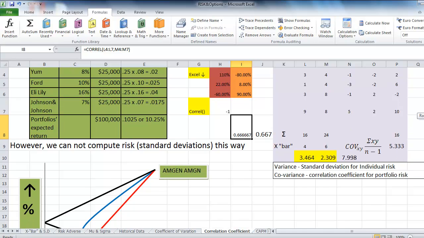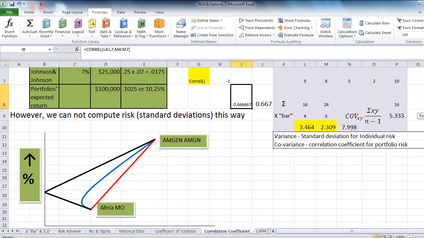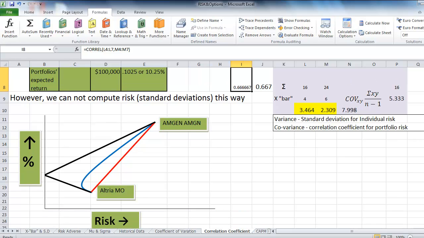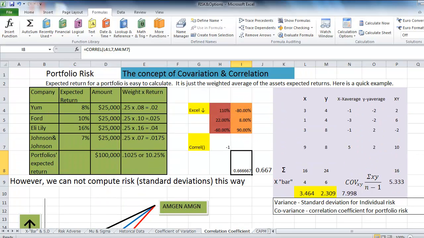Now I'm going to travel down here and just look at this last picture. These are two stocks, Amgen and Altria, and you can see the red line would represent if they were perfectly correlated. But as I find two stocks where the correlation goes from 1 to 0 to negative 1, I'm stretching that line to blue to black. So what I'm doing is lowering the risk as I'm increasing my return. And that is the basis of modern portfolio theory, which was, I guess, developed by Harry Markowitz back in 1952.